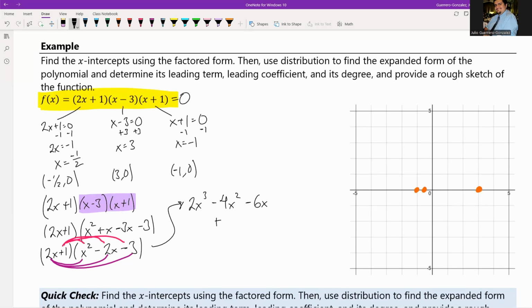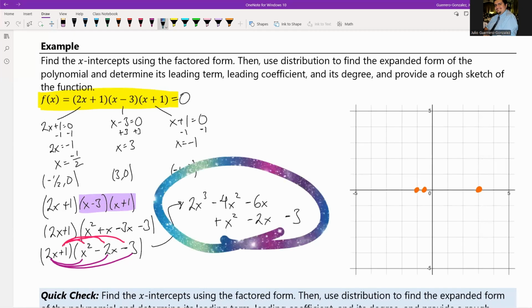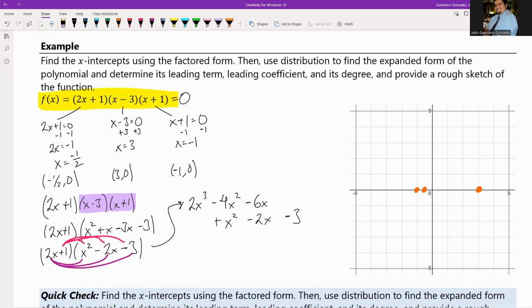1 times x squared, so it's going to be x squared. 1 times minus 2x, that's going to be minus 2x. And 1 times a minus 3, that's minus 3. So now, what I want to point out is this. You guys see how I wrote it? The cubes and the squares and the x's and the numbers, they are sort of grouped together, so I don't have to do much sort of hunting around for stuff, right?